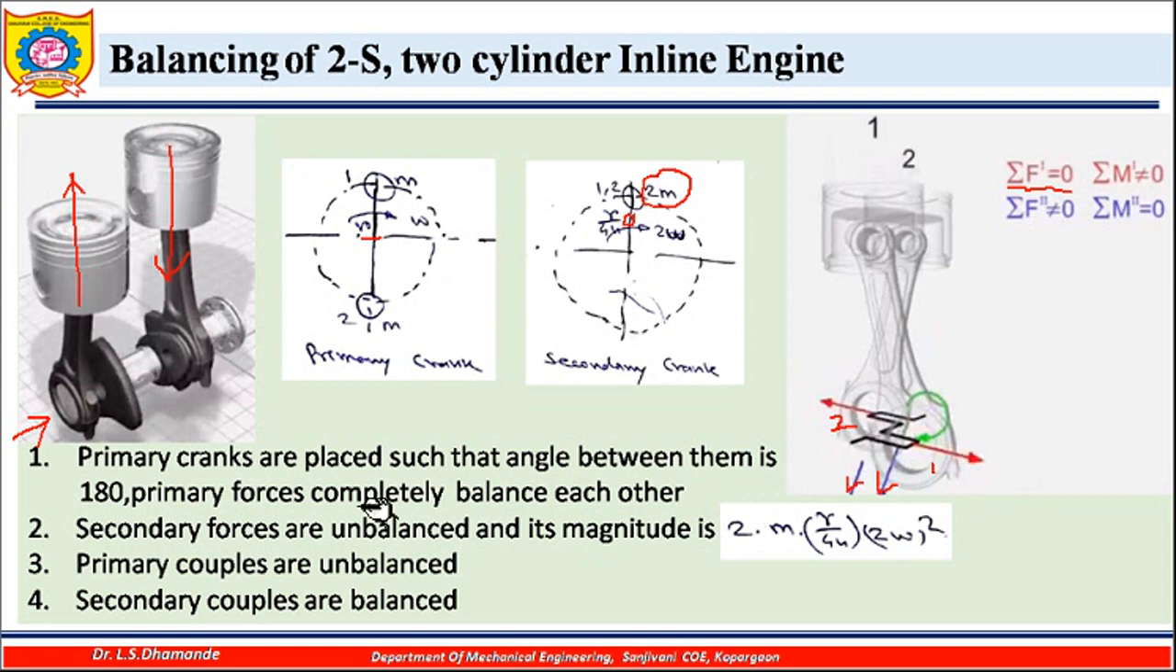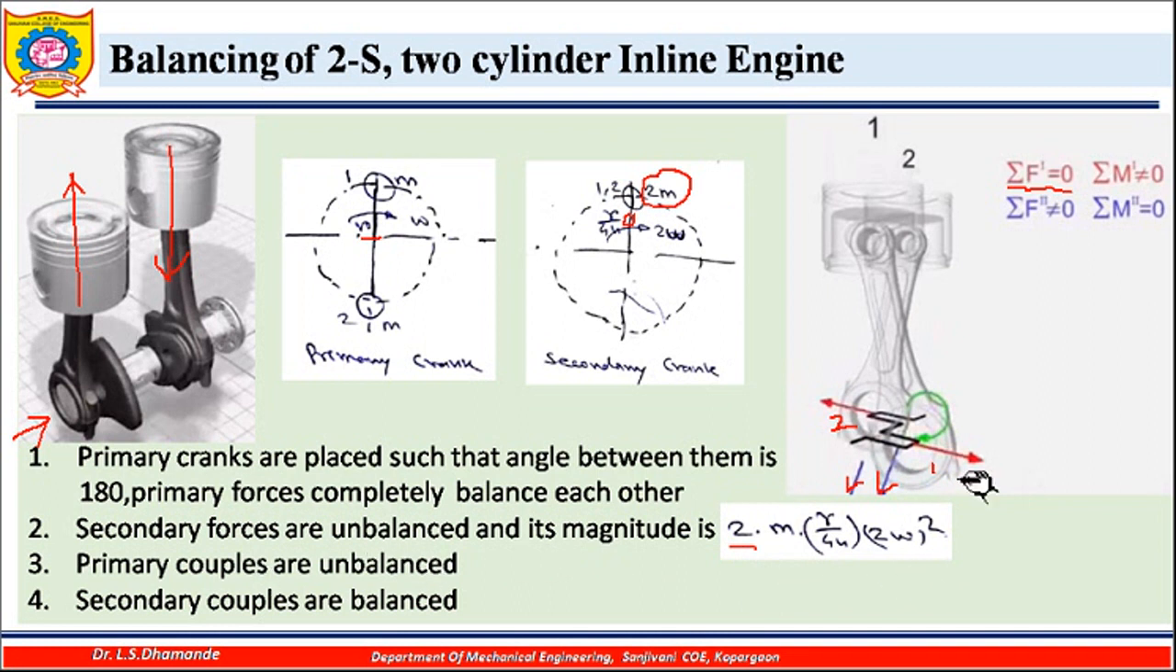So this is what we have observed, that the primary cranks are placed such that the angle between them is 180 degrees in this diagram, and the primary forces are completely balancing each other, so this will be completely balanced. But the secondary forces are unbalanced, and their magnitude is 2 times m r by 4n, in bracket 2 omega, bracket square. So this diagram will give you an idea that this much will be the secondary unbalanced force produced.